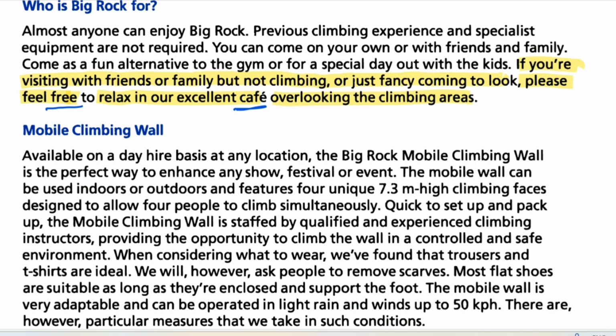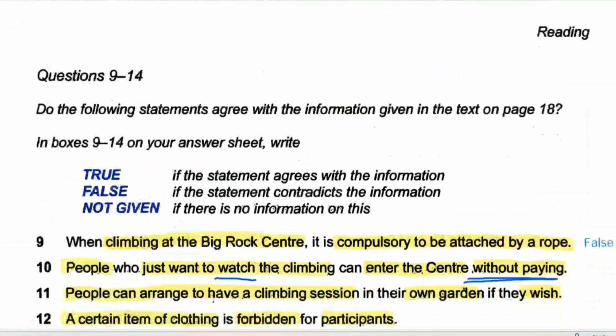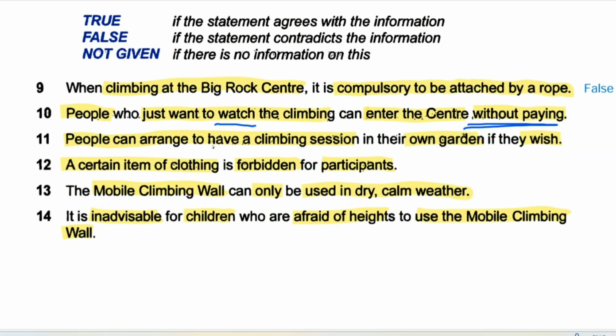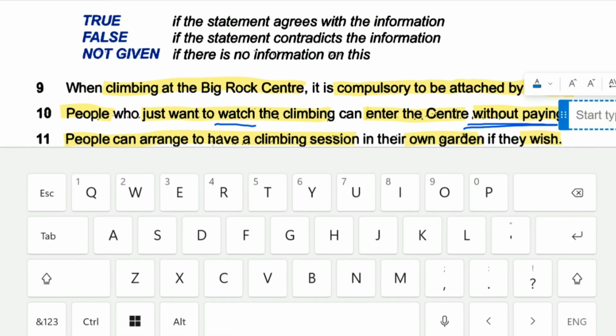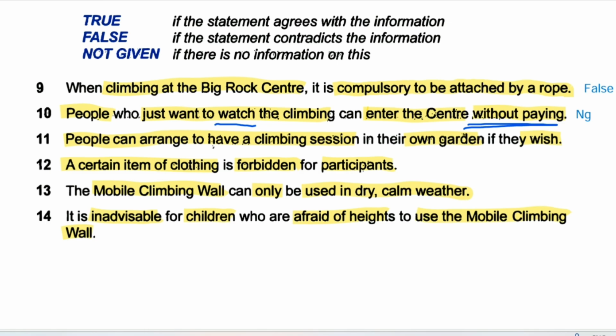Also, does the sentence say that you do not have to pay anything to enter the center if you're just going to watch the climbing? No. So how can we say true? Also, does the sentence say that you have to pay to enter the center even if you're just going to watch the climbing? No. So how can we say false? We don't know. You might have to pay, you might not have to pay. We don't know. There is no information on this, right? The sentence is not talking anything about entering the center. So guys, therefore the answer is not given. So let me go there and let me write down not given. NG.